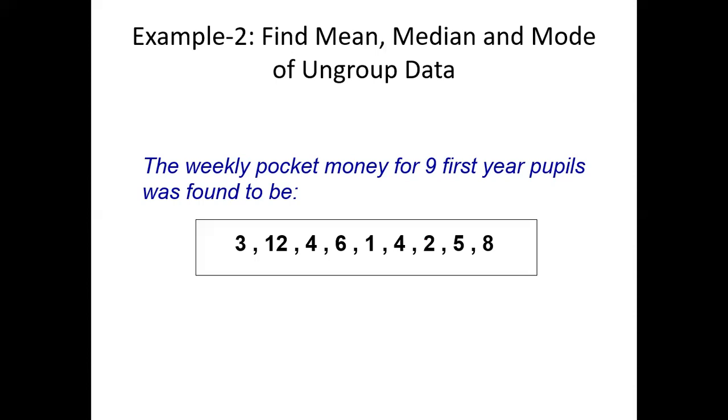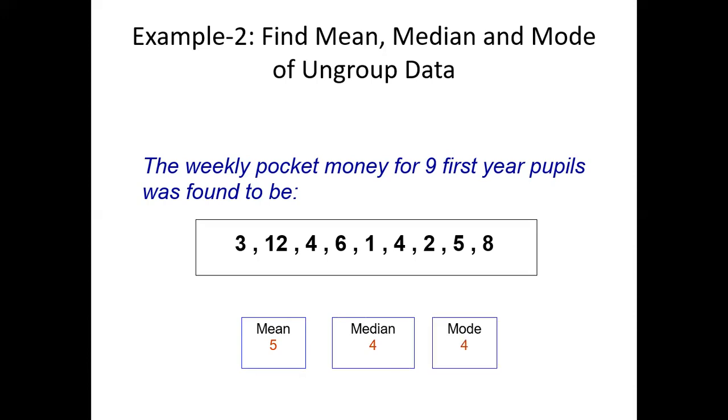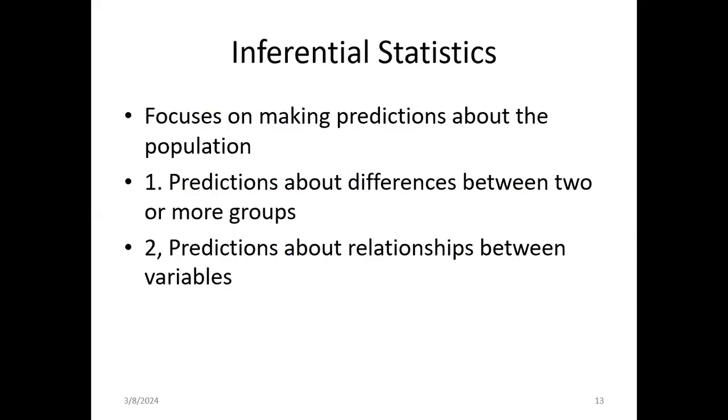Okay, you have the mean will be 5. You'll get your median to be 4 and your mode to be 4. Do that calculation by yourself to be sure that you get these figures.